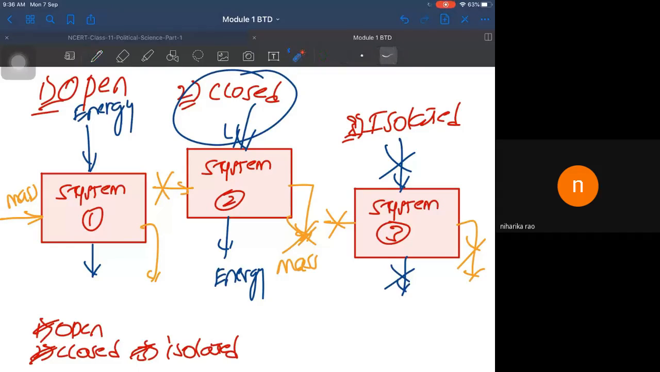What happens in an isolated system? In an isolated system, both the mass as well as the energy cannot interact. That means there is perfect isolation from the surroundings. There is no chance of any interaction of the system with its surroundings. Such a system is known as the isolated system. Hope you are clear with this. Any doubts regarding this?